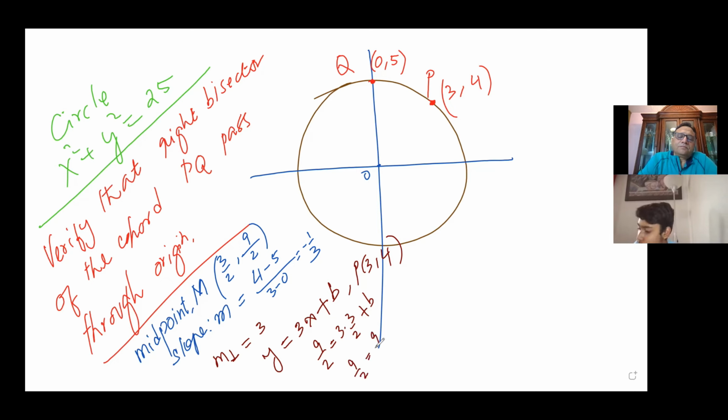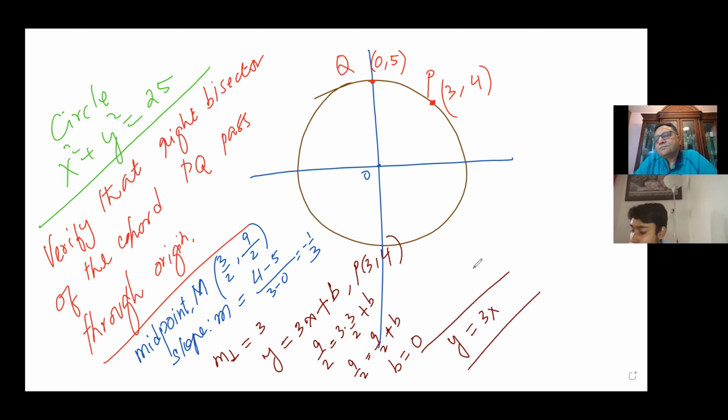So, sir, I got y equals 3x for the origin point, and for the midpoint of PQ and going through the origin as the right bisector, y equals 3x. And for the line QP, the formula I got is y equals negative 1/3 x plus 5. You're right. So yes, plus 5 will be correct. So y equals 3x is a line which will go through the origin because the y-intercept is 0, right? Yes, sir. So that is how you could verify.